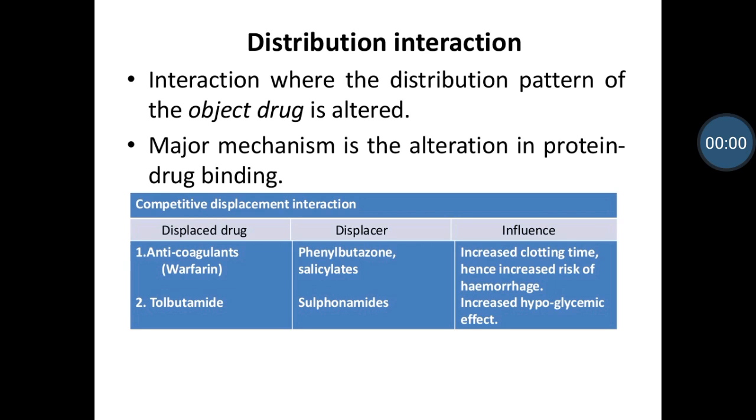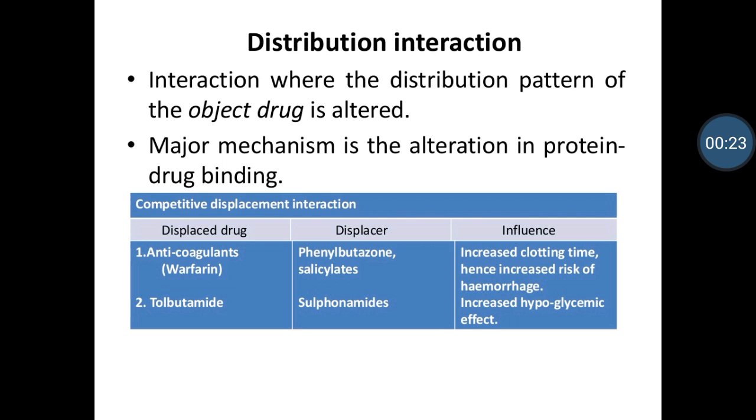The third part of drug interaction is known as the distribution interaction. Absorption, distribution, metabolism, and elimination. It is an interaction where the distribution pattern of the object drug is altered. Altered means changed. The major mechanism is an alteration in protein binding. Protein drug binding will be there.